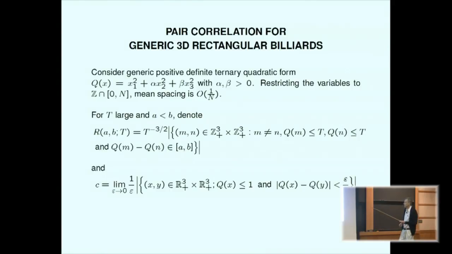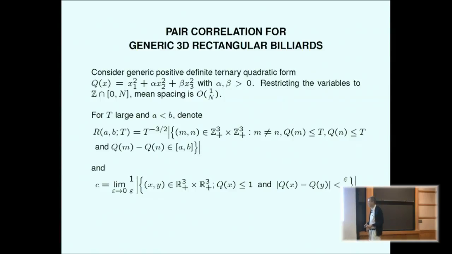So here we are not talking about the smaller spacing. We are just talking about the generic spacing. So that, in some sense, is the easiest question you could wonder about the statistics, say, of the eigenvalues for a rectangular billiard. So what we do, we introduce again R, A, B, T. We take Qm, Qn bounded by T, and Qm minus Qn in an interval A, B, keeping in mind that this time B minus A should be of the order of 1 over n or smaller to make it interesting. And then we normalize by n to the third, which corresponds to T to the power minus 3 halves. But this answers Tom's question.